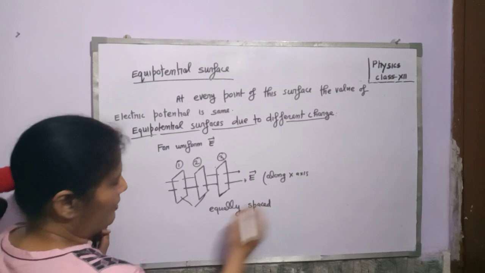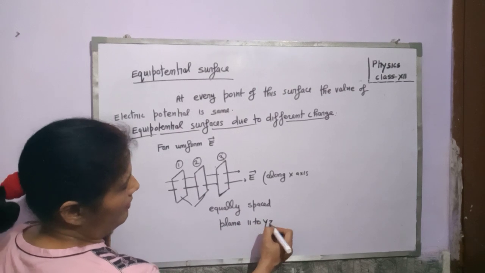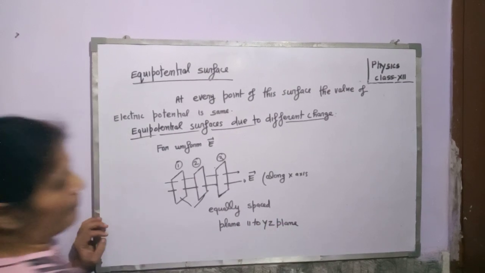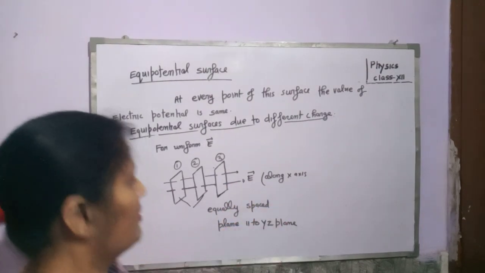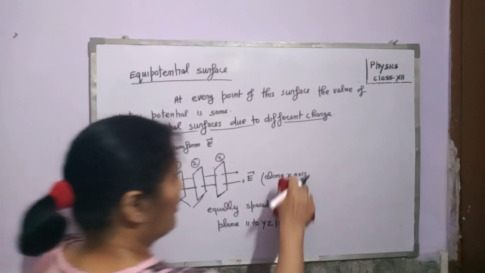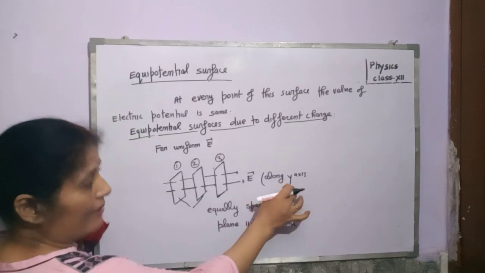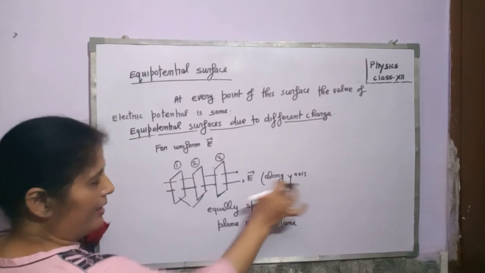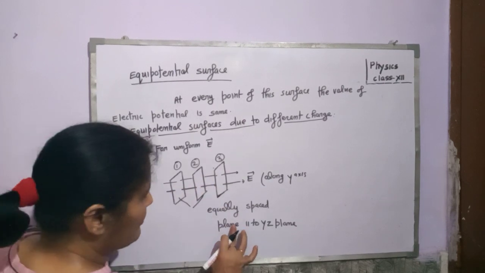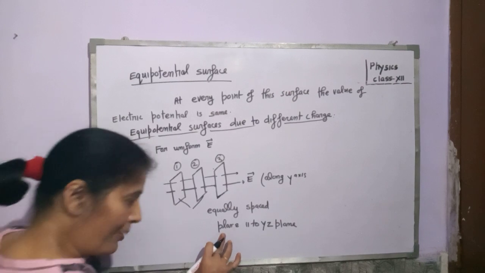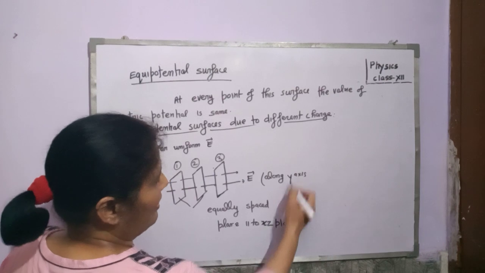And the planes are parallel to the YZ plane. Suppose the electric field is along the y-axis; you must take the y-axis in this direction. This is your y-axis. Then these are the planes, and here the axes are x, y, z. Then the equipotential surfaces are equally spaced. In which direction? And which plane? Parallel to the xz plane.